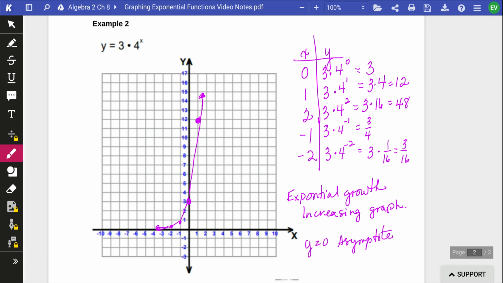I hope this gave you some insight into how to graph exponential functions and what they look like in general. We'll be doing some more where we're moving them up and down the y-axis as well, and probably left to right in the coordinate plane too. So stay tuned for those things.